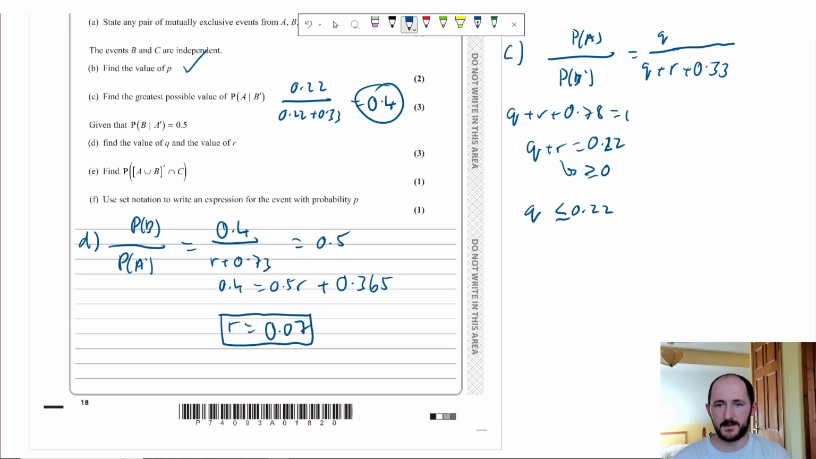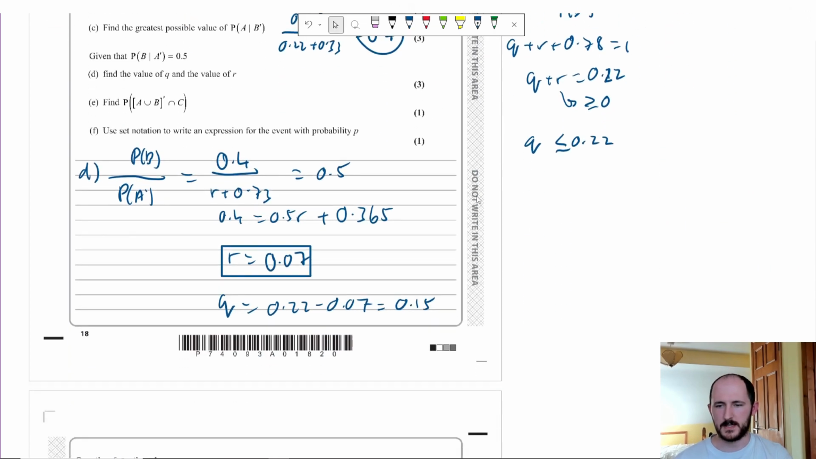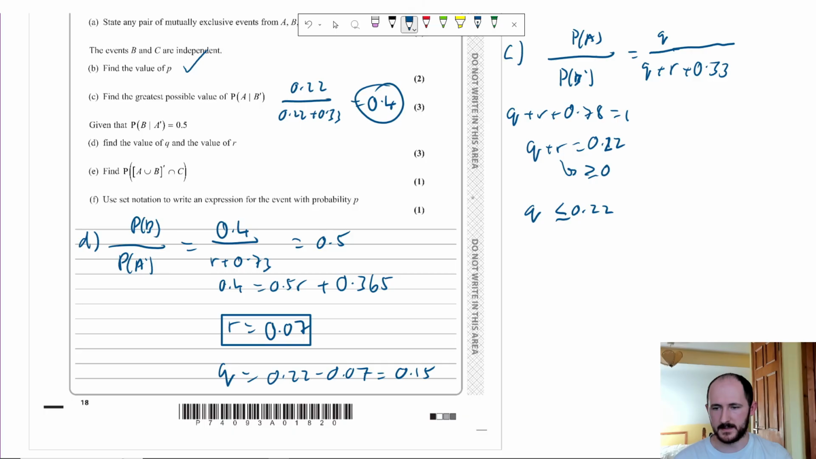And it also says find the value of Q. Now remember what I said, we can now use this to work out the value of Q. So Q just equals 0.22 minus 0.07, which is 0.15. So that's really, really nice. So now we actually know all the values. So that's 0.15, that's 0.07, which is handy, very handy indeed.